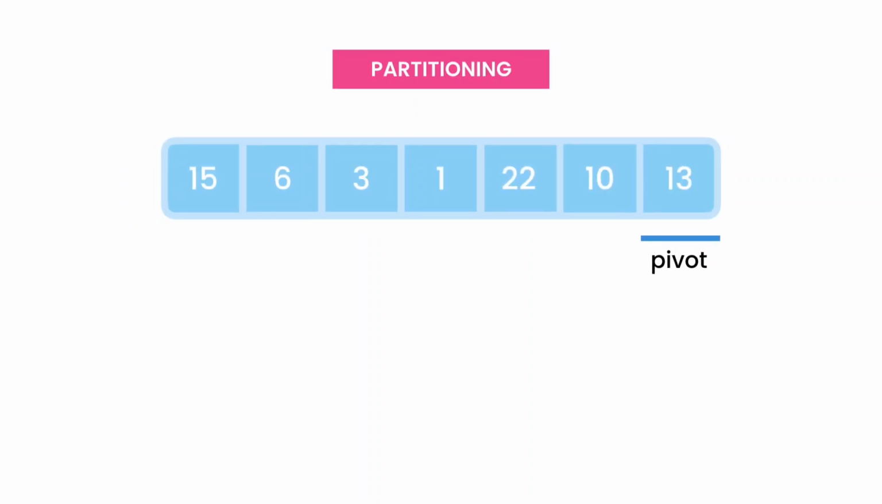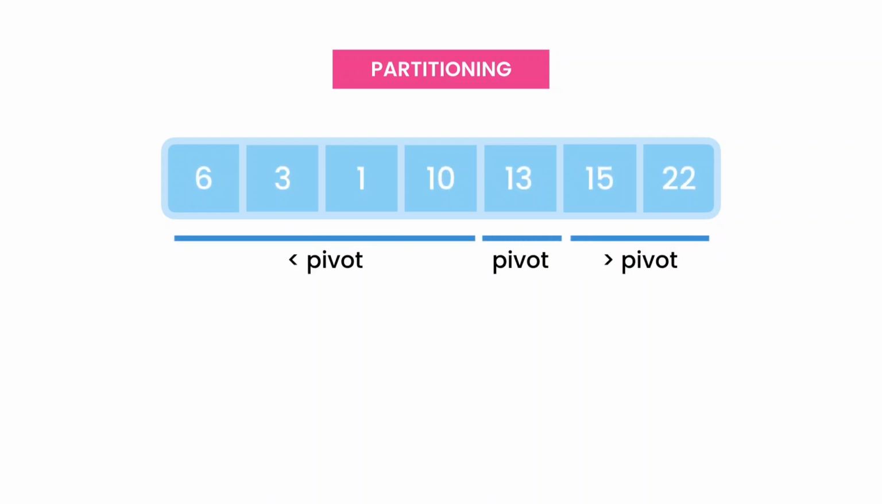Now let's talk about partitioning. We want to select the last element of a list as the pivot and then rearrange the other elements around it. So the end result should look like this. In the left partition, we're going to have the items that are smaller than the pivot, and in the right partition, we're going to have the items that are larger.